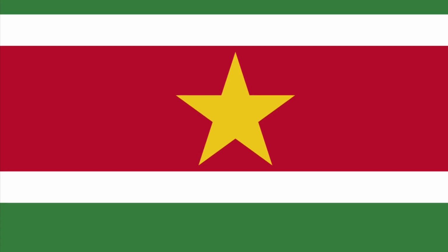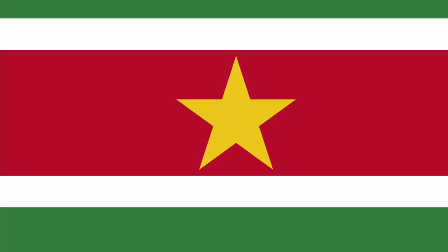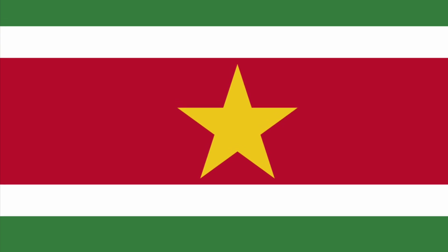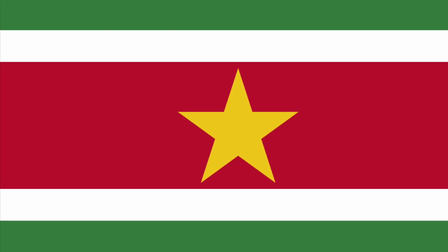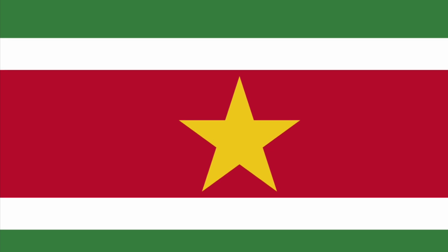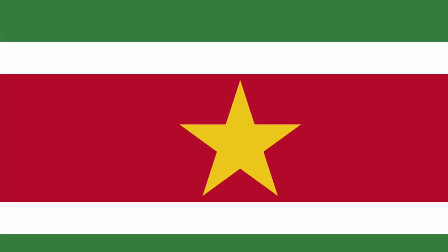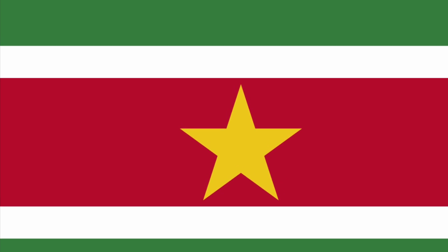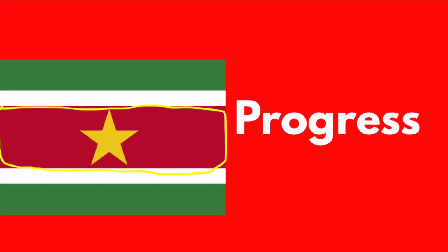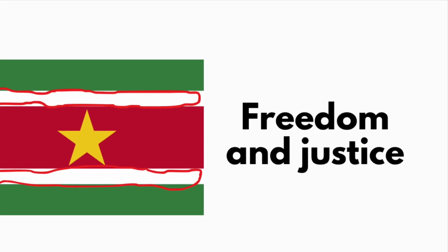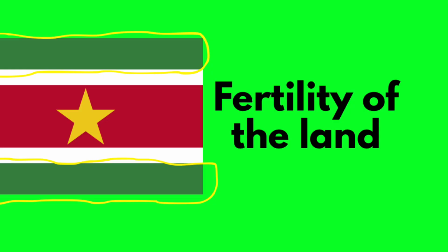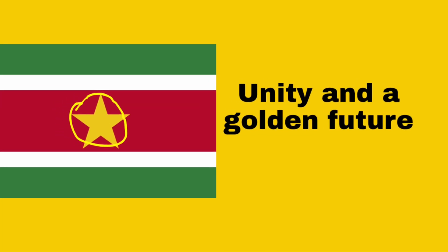Suriname. Ever since Suriname gained independence from the Netherlands on November 25, 1975, the national flag has been composed of 5 horizontal bands of green, top, double width, white, red, quadruple width, white, green, double width, with a large yellow 5-pointed star in the center. Red represents progress, white freedom and justice, green the fertility of the land, and the yellow star unity and a golden future.